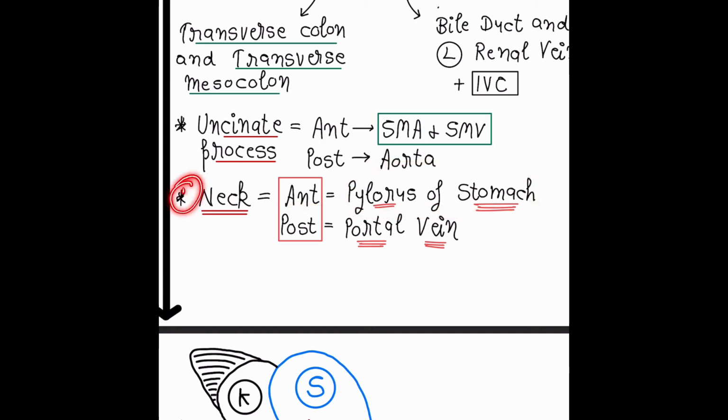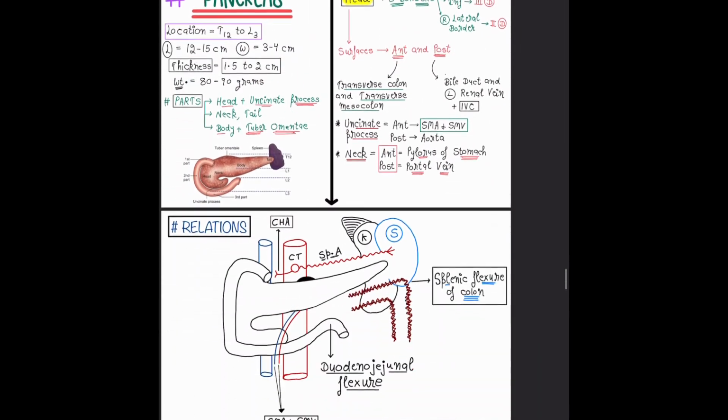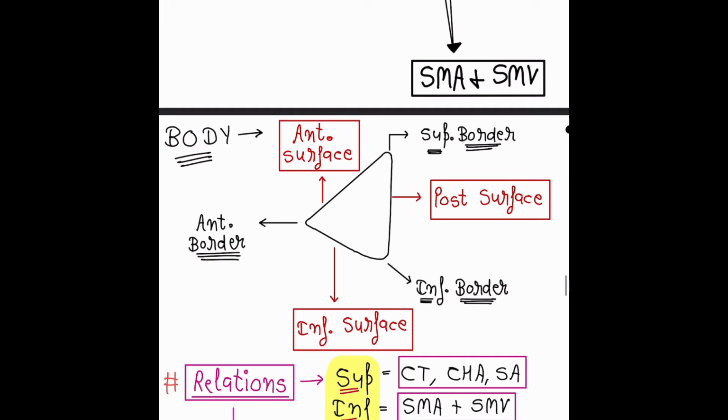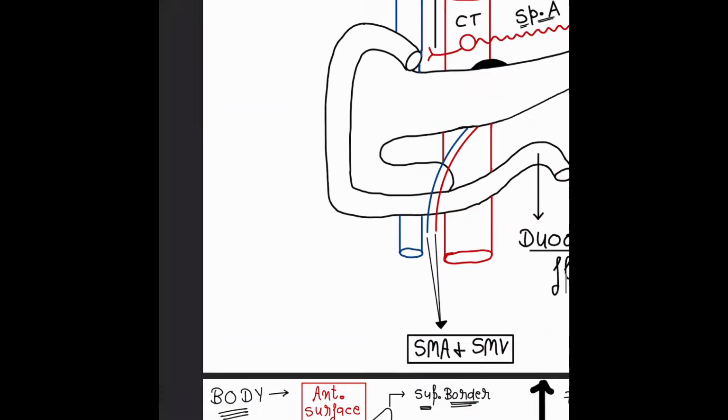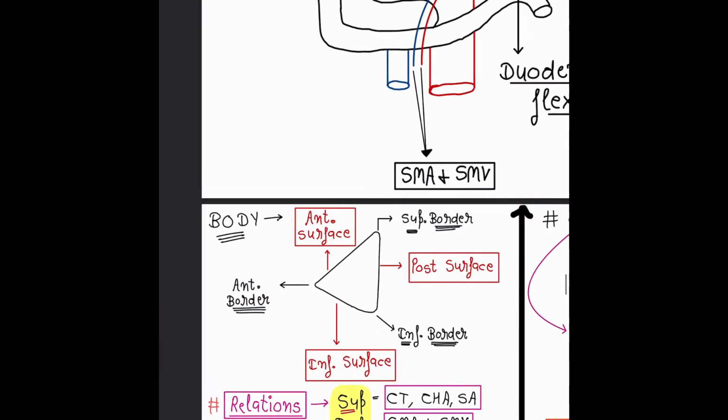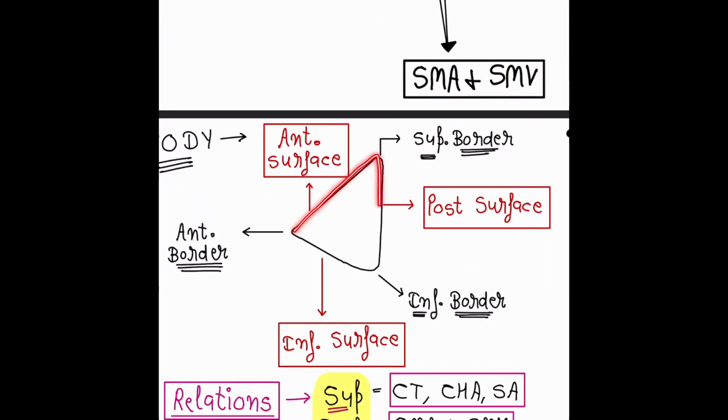So these were the relations of the neck of the pancreas. Okay, so now we move on to the body of the pancreas. For the body, if you take a section of the pancreas like this, if you cut the pancreas like this and just rotate it, you'll see a triangular cross section of the pancreas.